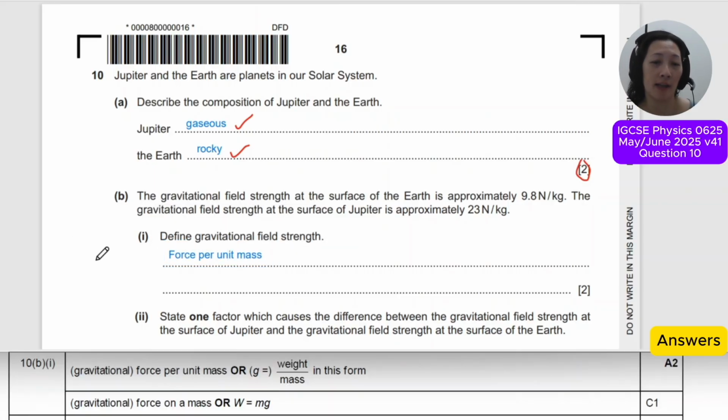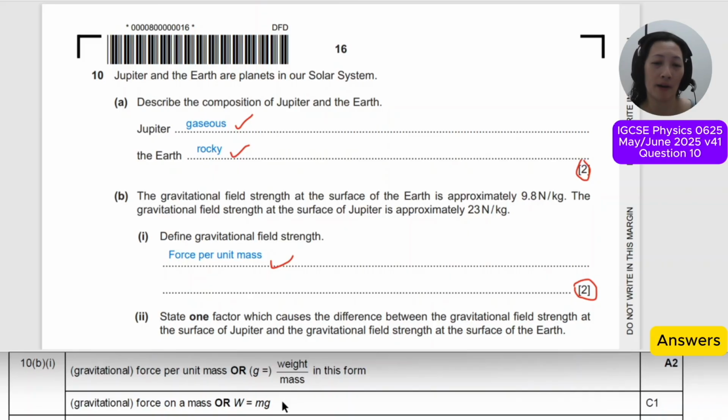So if you check the mark scheme, you can see that in order to score the 2 full marks, you need to write the definition as force per unit mass, or you can even write the equation of g equals weight over mass in this form. So this will give us 2 marks. If let's say you wrote force on a mass, or if you wrote the equation of W equals mg instead, you'd only get 1 mark.